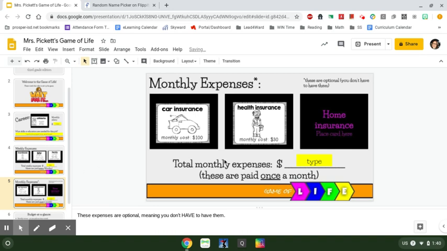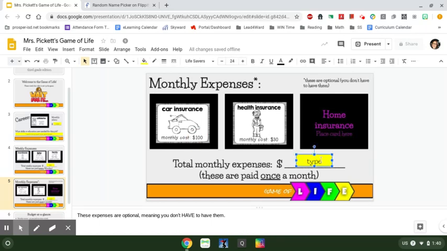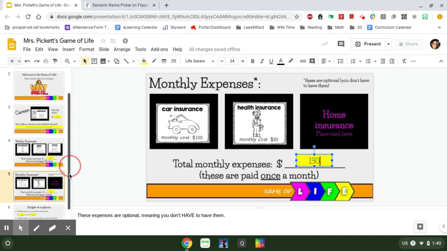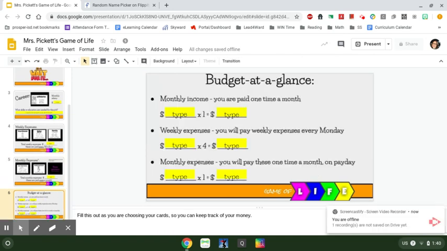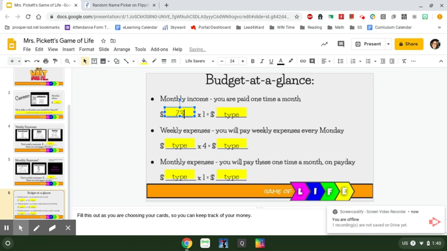Okay. So my total monthly expenses for the month are 100 plus 30. That's $130. So I'm just going to type that in here. $130. Okay. So now that I have my amounts, I'm going to go to my last slide, which is my budget at a glance. And it says your monthly income, you're paid one time a month. And I'm going to type in my amount right here, 7,300. I get that one time a month.